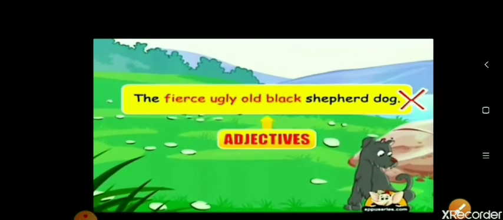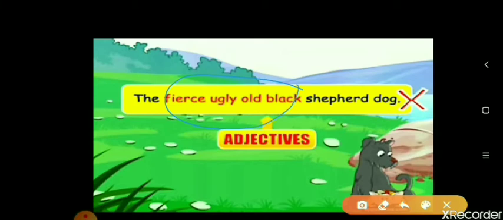Now children, here is an example of wrong adjective use. Children, we should not use too many describing words for a particular thing or person. This is not the correct way of using adjectives. For example, the fierce, ugly, old, black shepherd dog. Now, we have used 4 adjectives for one noun, shepherd dog. We have used 4 describing words: fierce, ugly, old and black. So this is not the correct way of using adjectives.